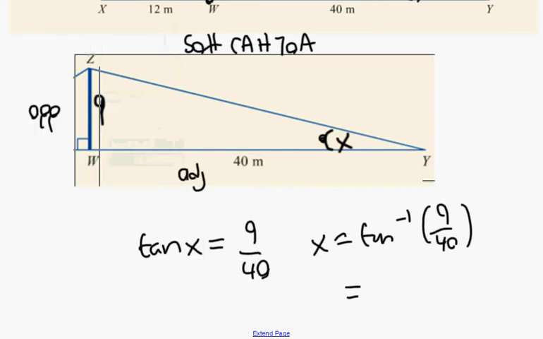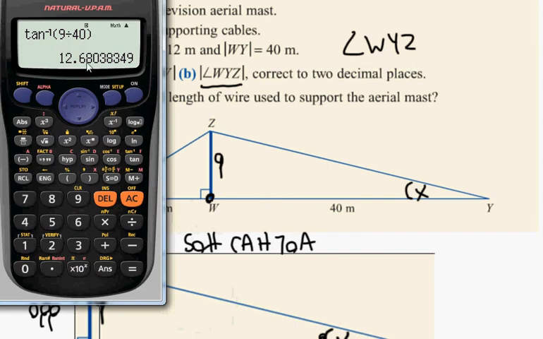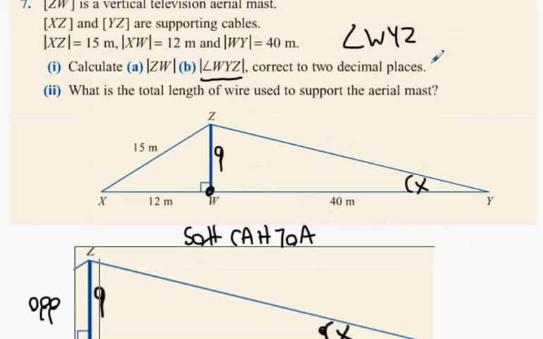12.68. Is it one decimal place or what is it looking for? 2 decimal places. 12.680. So 12.68. Okay, that one's done now. What's the next question you want me to do?